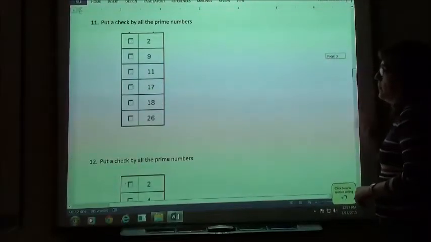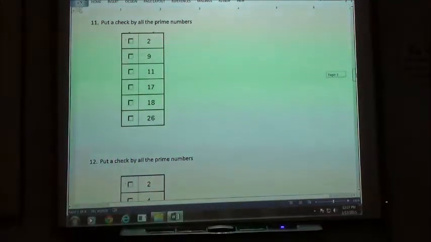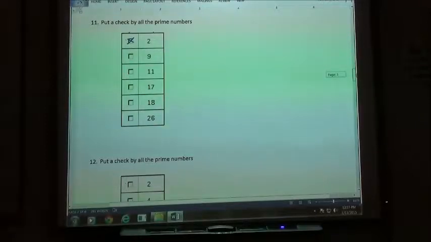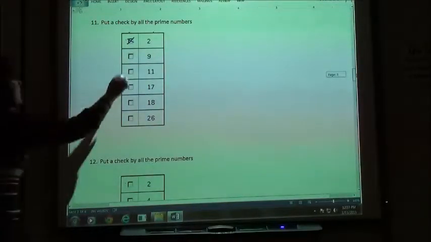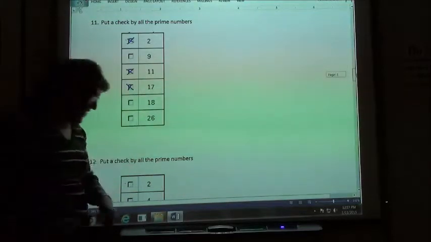So, looking at that list, which numbers are prime? 2 is prime. It only is 1 times 2. 11. 17. And that'd be it. 2 is also your only even prime number, so anything that's an even number is divisible by 2, and therefore you can eliminate those right away.